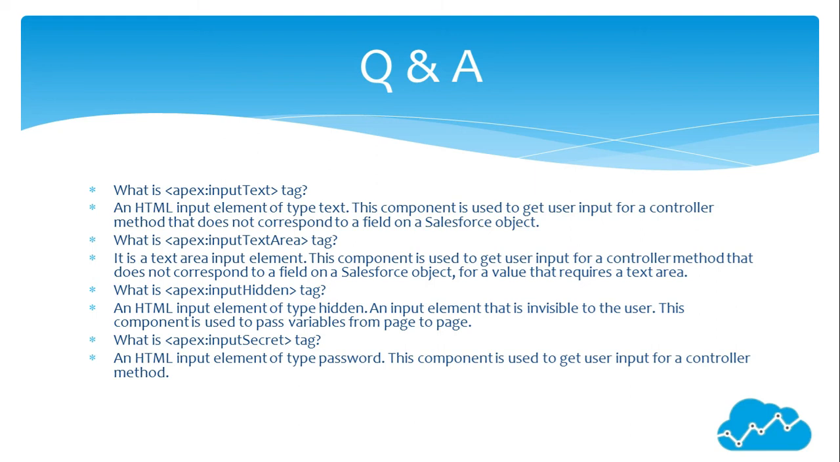What is Apex input hidden tag? An HTML input element of type hidden, an input element that is invisible to the user. This component is used to pass variables from page to page. What is Apex input secret tag? An HTML input element of type password. This component is used to get user input for a controller method.